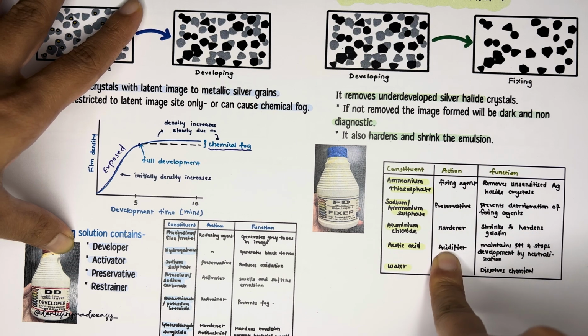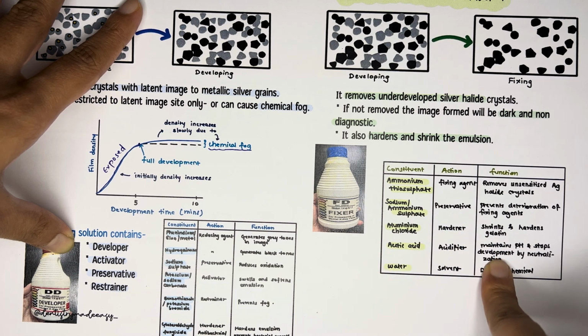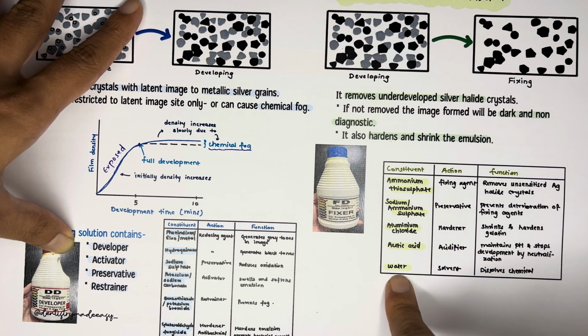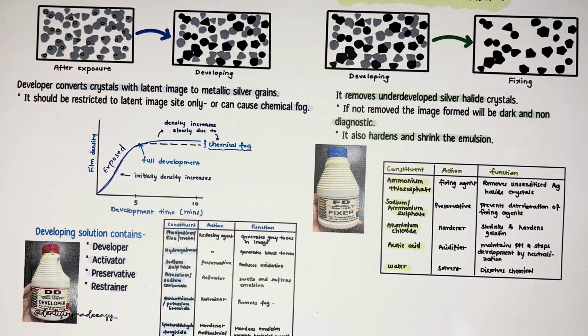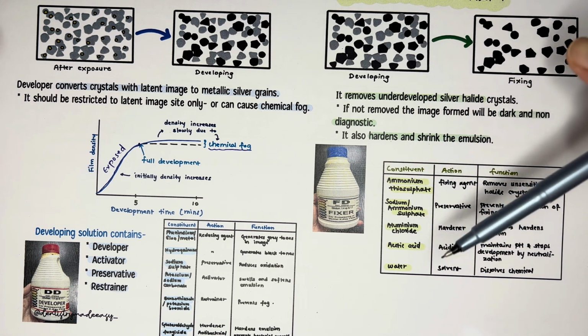There's an acidifier present in the fixer solution, known as acetic acid. It is going to maintain the pH and stop the development by neutralization. Next again, water, which acts as a solvent to dissolve all the chemicals. So these are the different constituents of a fixer solution.